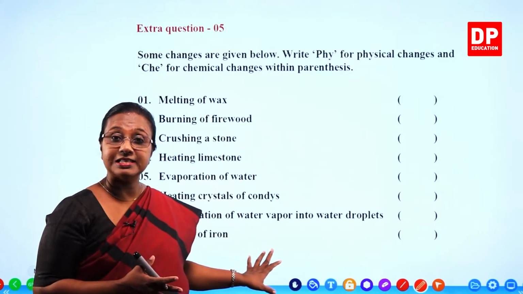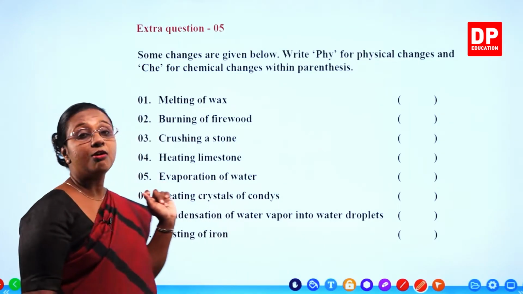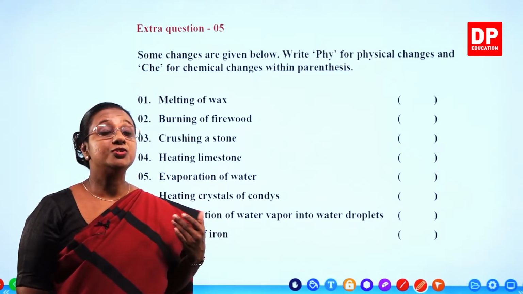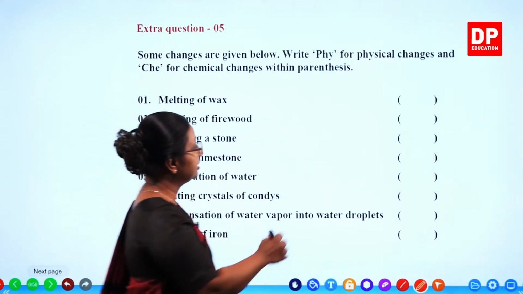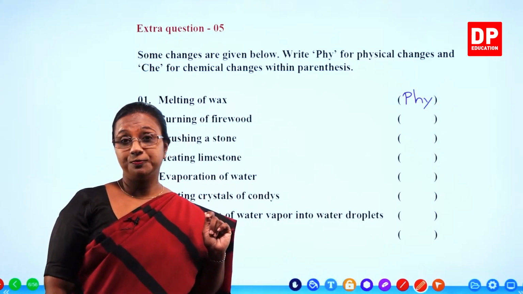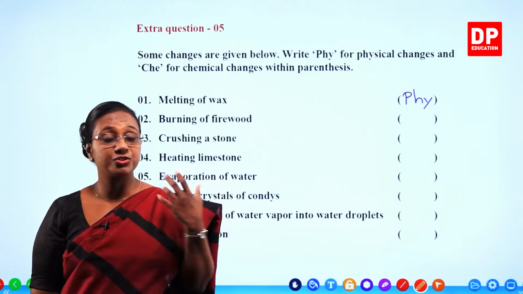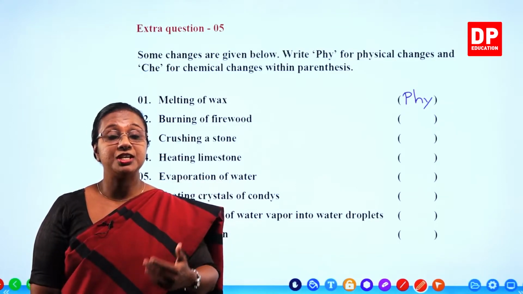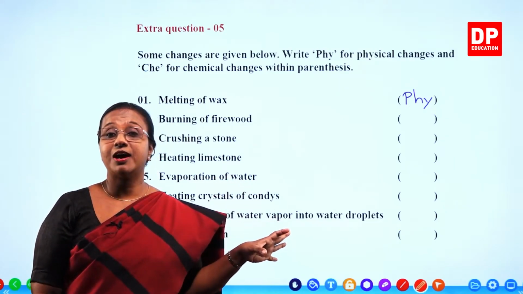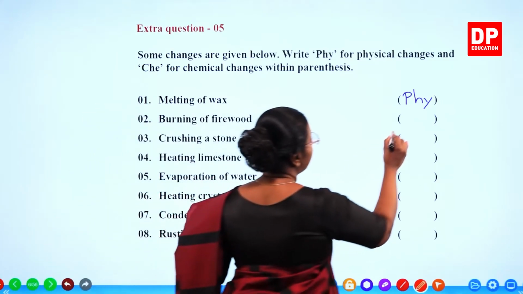So, when you look at an example, you should be able to identify the two changes. First one, melting of wax. What happens there? The solid wax becomes the liquid wax. So, it's only the physical state change, a physical change. So, we need to write PHY, physical change. Burning of firewood. Now, in firewood, usually there are hydrocarbons. In that, carbon, hydrogen, oxygen, all those are there. And during combustion, carbon dioxide and water vapor are usually released. So, there are reactants in firewood and the products are formed. So, it is a chemical change. Combustion is a chemical change.